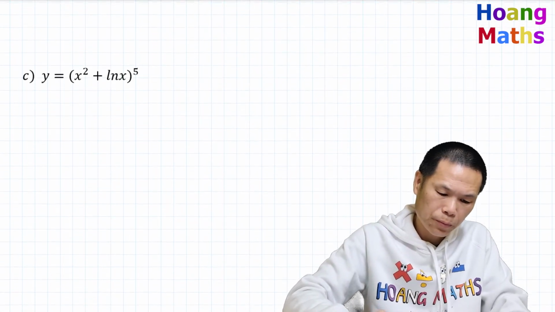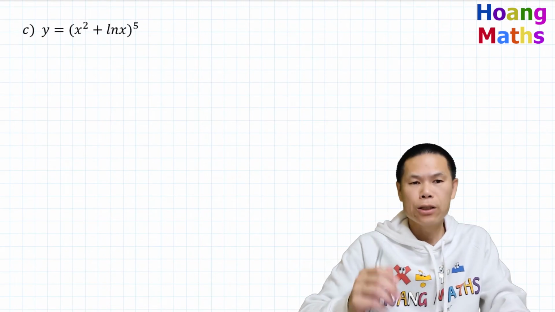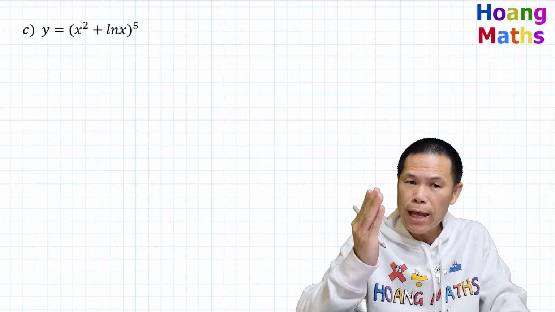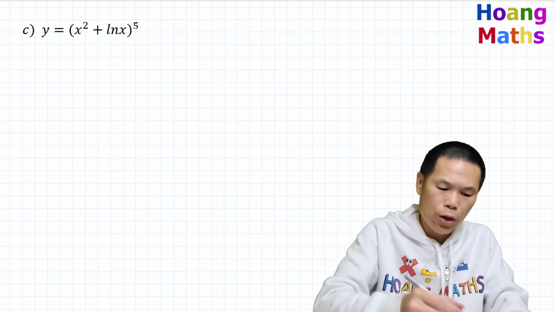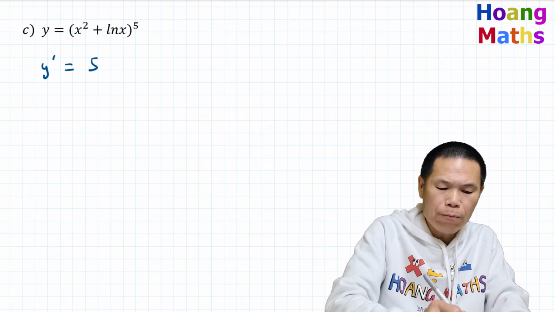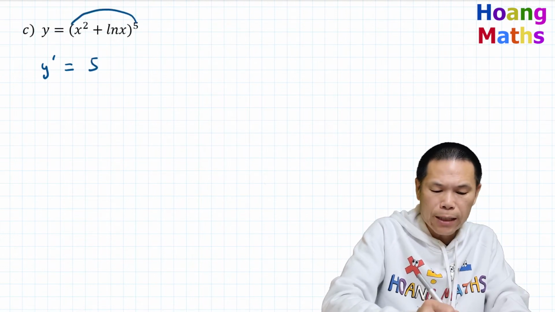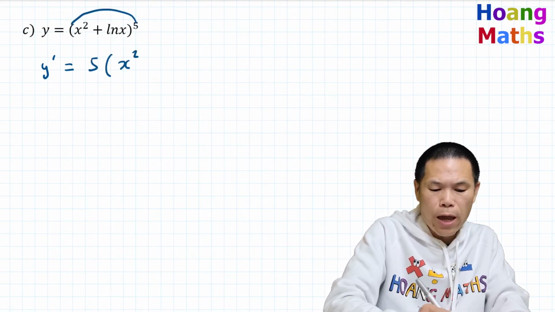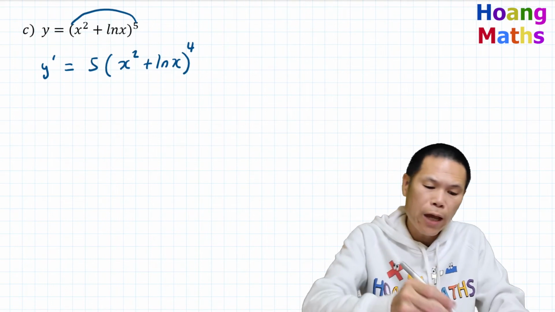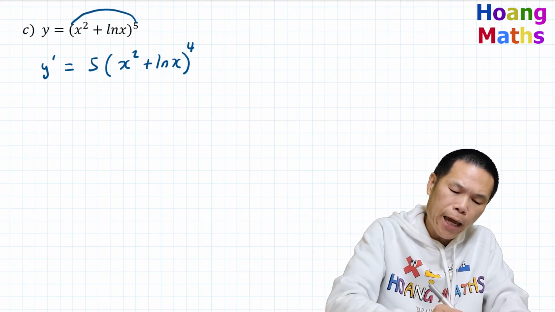Part C. So we differentiate the power first. The 5 will come down, and we less 1, so it becomes power 4. So y dash is equal to 5 because we bring it down, and we less 1. So x squared plus ln of x, 5 minus 1 is 4. And then we differentiate the angle, and in this case, the angle is here.